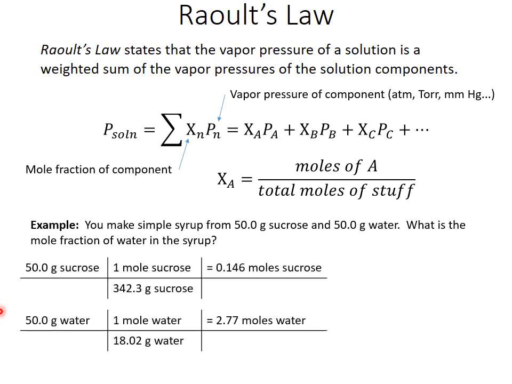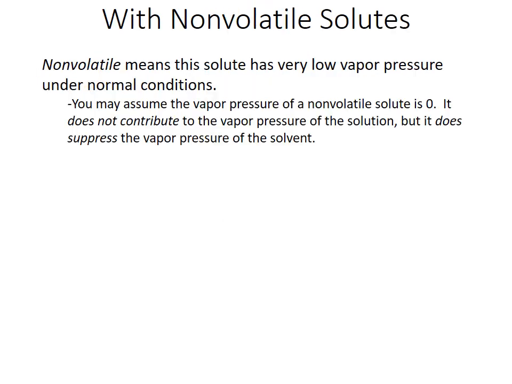To begin with, you'll convert both of your masses into moles. So 50 grams of sucrose becomes 0.146 moles of sucrose, and 50 grams of water becomes 2.77 moles of water. Then we can just say that the mole fraction of water is equal to the moles of water over the total moles present, or 0.949. Let's keep moving.